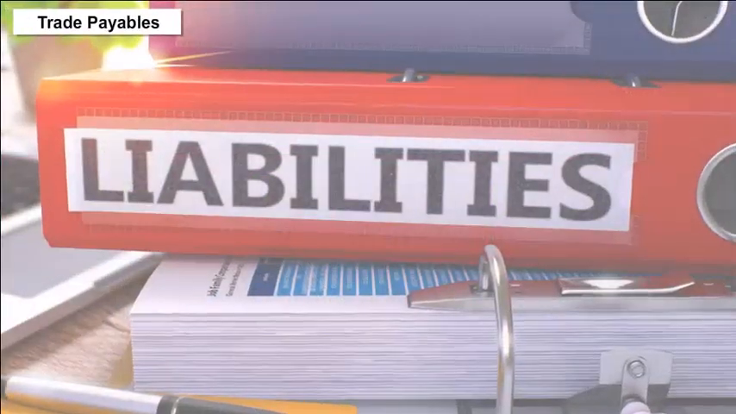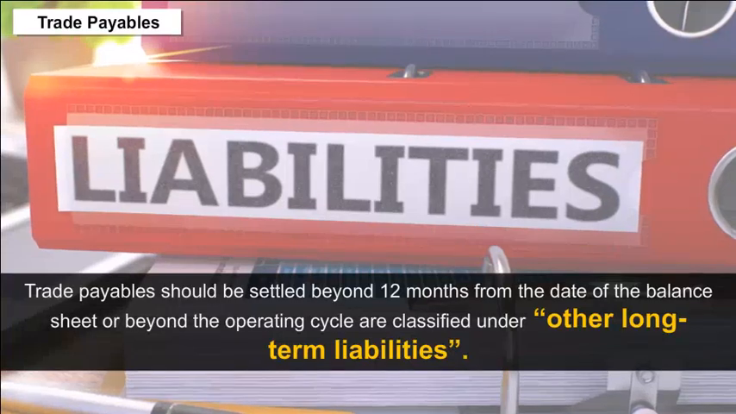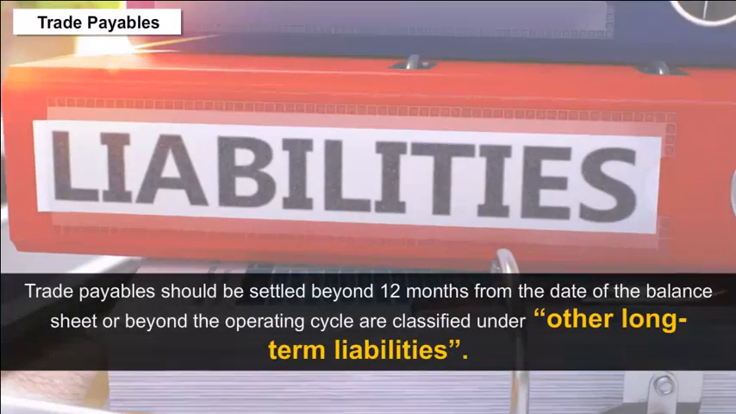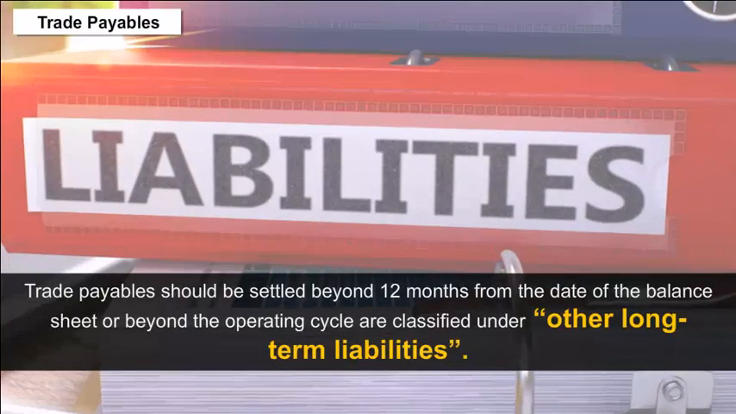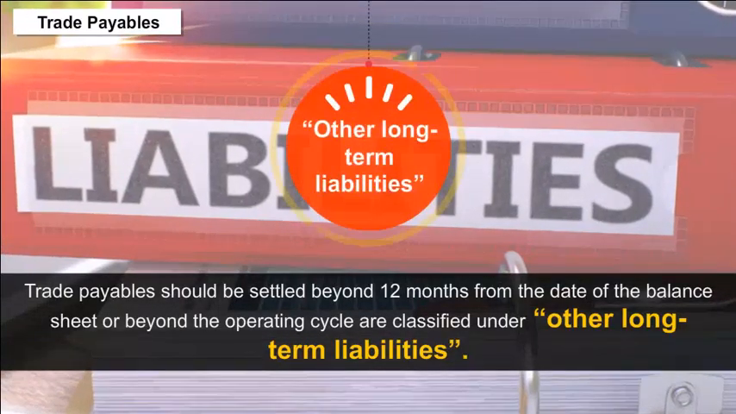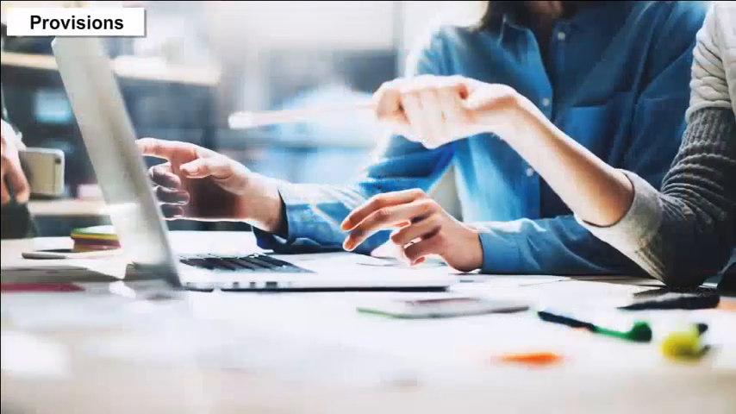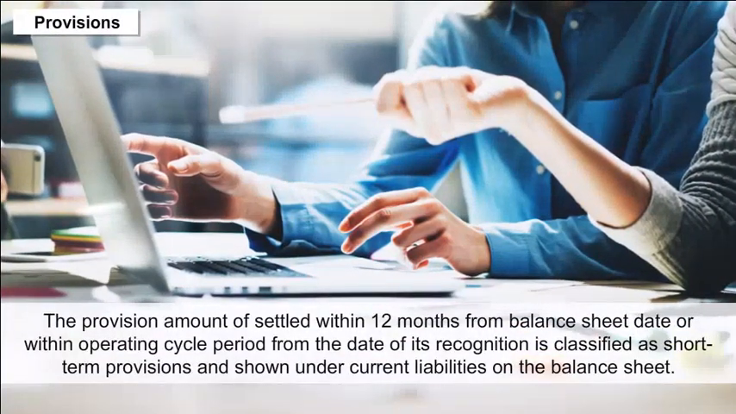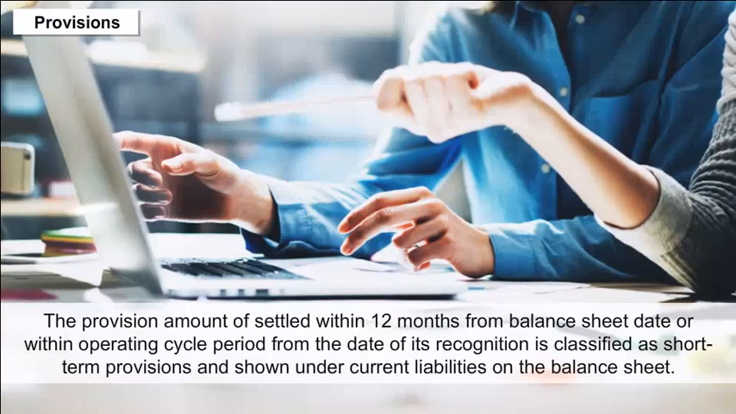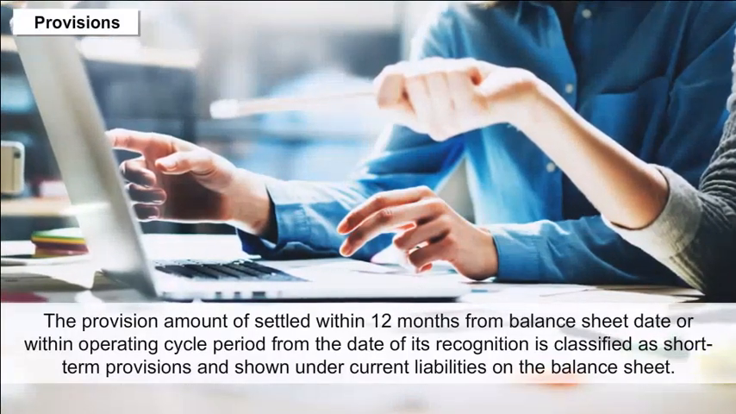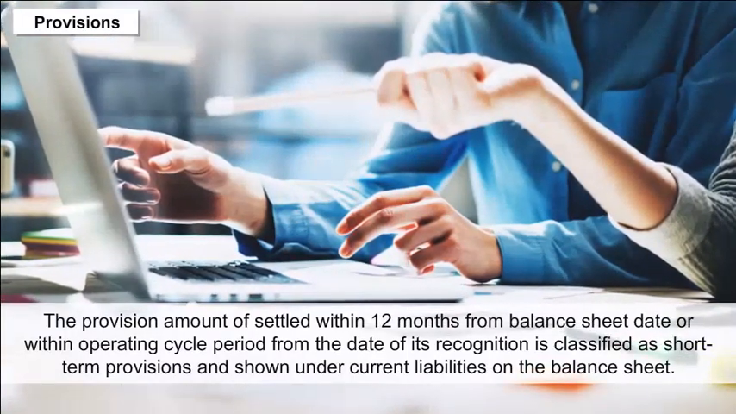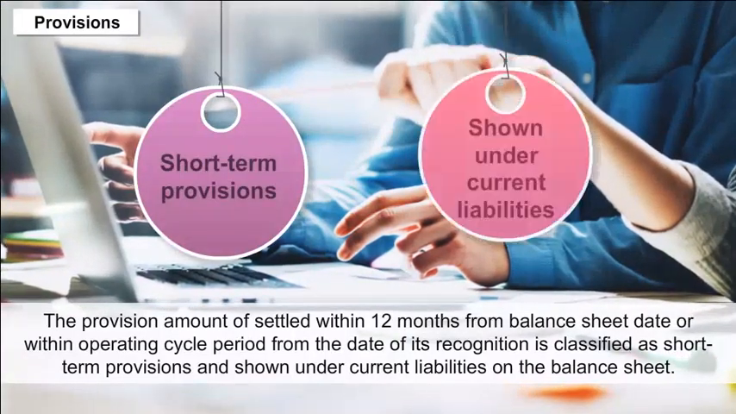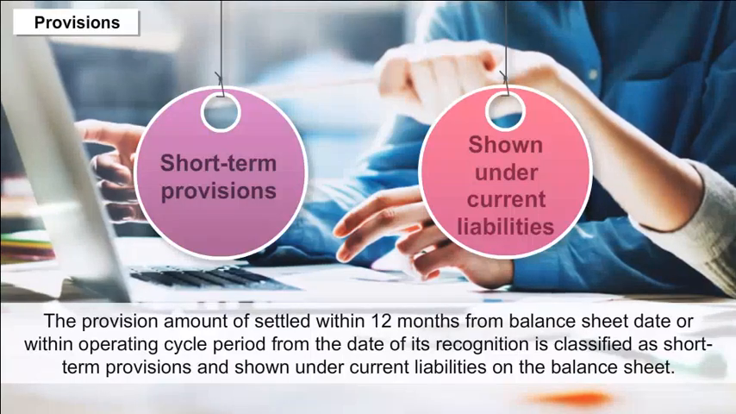Trade payables. Trade payables that should be settled beyond 12 months from the date of the balance sheet or beyond the operating cycle are classified under other long-term liabilities. Provisions. The provisions for settlement within 12 months from balance sheet date or within operating cycle period from the date of its recognition are classified as short-term provisions and shown under current liabilities on the balance sheet.